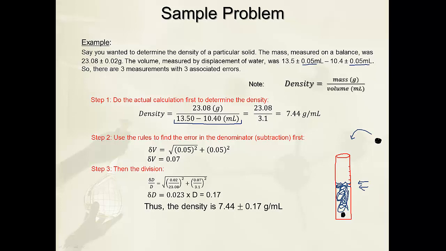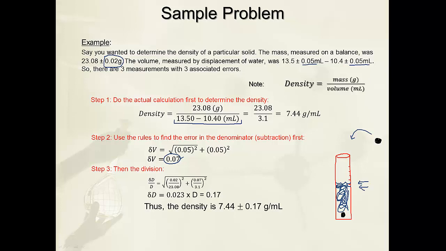Now, there's a division as well. You can see 23.08 divided by 3.1. That's our division. And to work out the error associated with the division, delta D on D equals, now our error was 0.02. Right here, 0.02 was our error in our mass. And then where's the 0.07 come from? It's right here. 0.07 was our error in our volume. So it's 0.02, the error in the mass, divided by the mass, 23.08, squared, plus 0.07 divided by 3.1 squared. 0.07 was the error in the volume, 3.1 was the volume. Divide the error by the actual volume, square that. Take the square root, that's delta D on D.